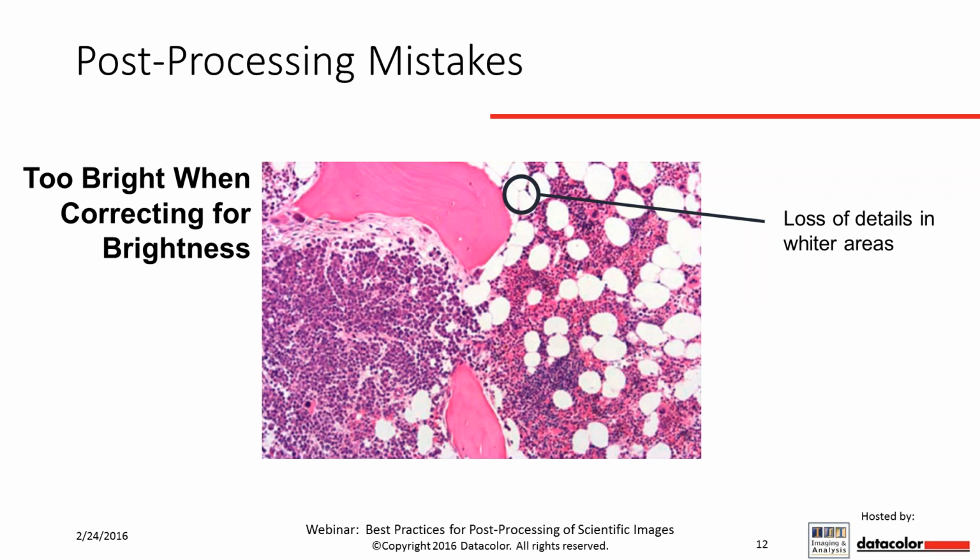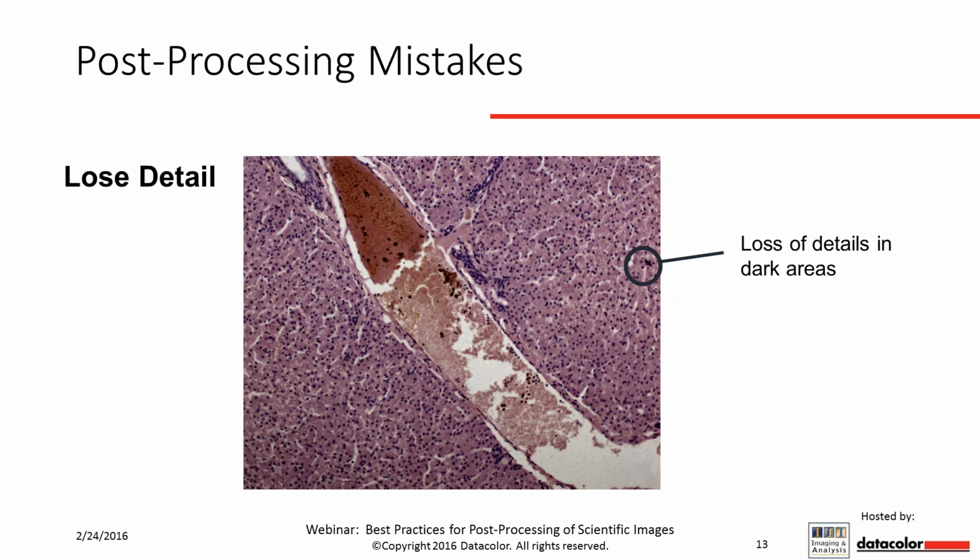You can also make things too bright when correcting for brightness, and you can get a loss of details in parts of your image. You can also lose detail by overdoing the contrast setting so that you can't make out details in the darker parts of your image. And this is a mistake that's easily made.